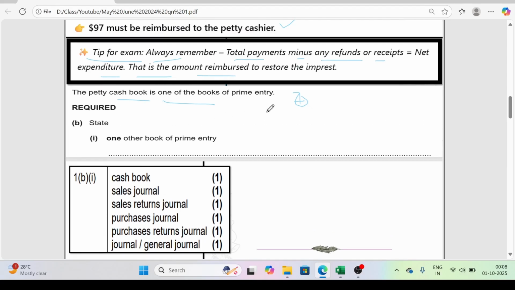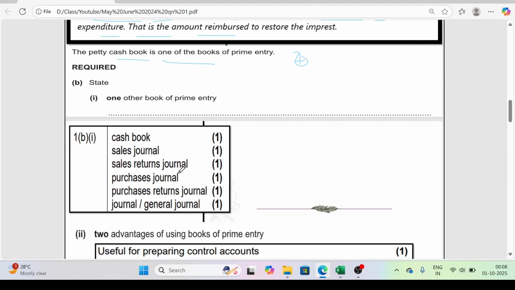Which are the books of prime entry? The cash book, sales journal, sales return journal, purchase journal, purchase return journal, general journal, and petty cash book. Seven in total. Here the question asks, state one book of prime entry other than the petty cash book. You can write any one of these, for example the cash book, the sales journal, or the sales return journal.